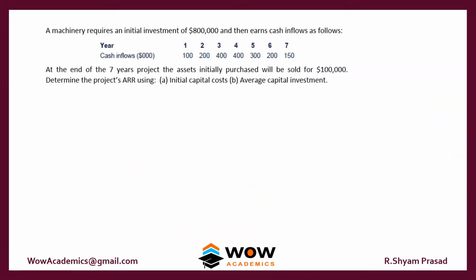Here again our job is to find the ARR on initial capital cost and average capital investment. The only change in this question is that they have given you the cash flow, but we don't require cash flow in ARR. We need the profit. The machinery requires an initial investment of 8 lakh and then earns cash inflows as follows. At the end of the 7-year project, the assets initially purchased are sold for 1 lakh. We have to find the project's ARR. We'll take the initial cost method.